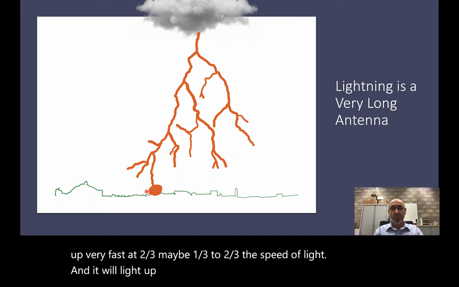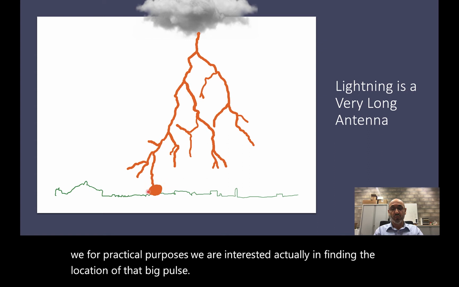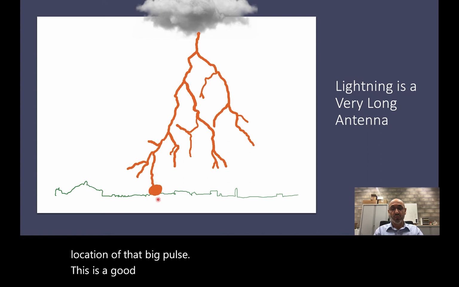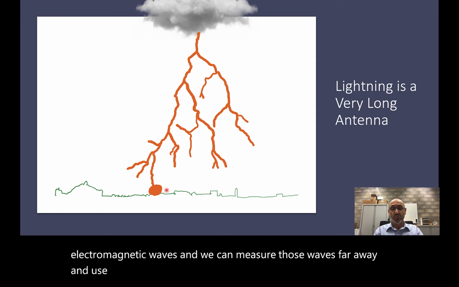But what's interesting is that for practical purposes, we are interested in finding the location of that big pulse. This is a good thing, because this big pulse is going to be radiating electromagnetic waves, and we can measure those waves far away and use them to locate the lightning using the methods that I'm going to talk about in a minute.